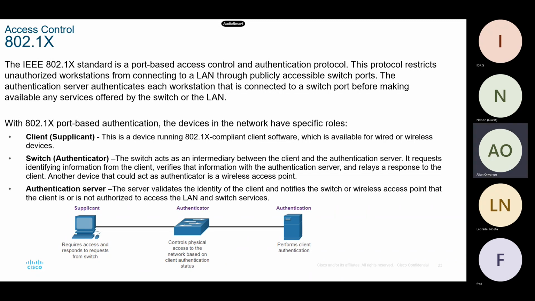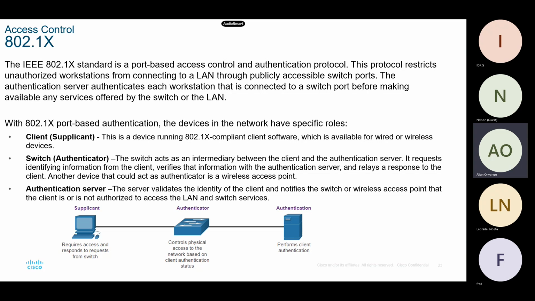What the switch does is request access on behalf of the supplicant to the resources of the network, but the switch must send the credentials entered on the supplicant to the authentication server. So the switch basically relays the credentials to the server and receives the responses back on whether the wired or the wireless device is accepted or authenticated or not.